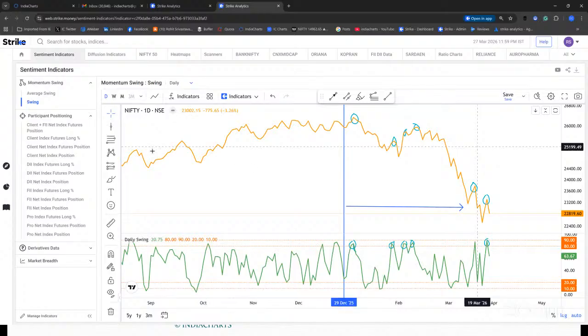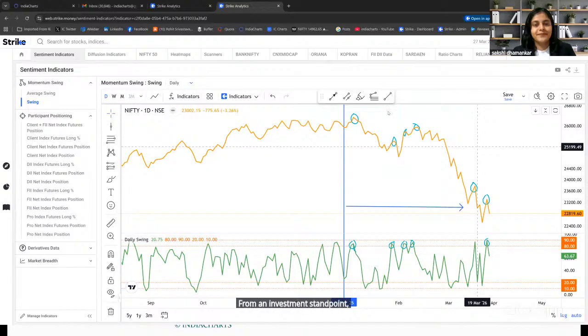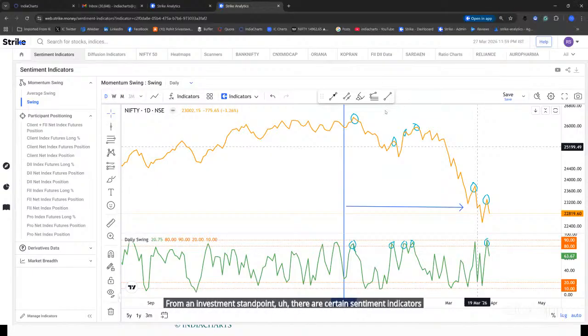Before I take the next one, there was one thing I mentioned. I will show everybody, from an investment standpoint, there are certain sentiment indicators that give us a slightly bigger view of things. Just give me a second because there is data slowness in loading also.